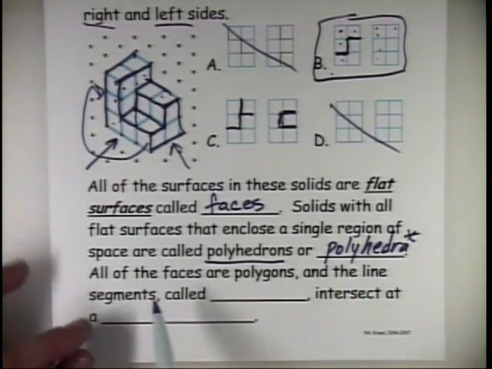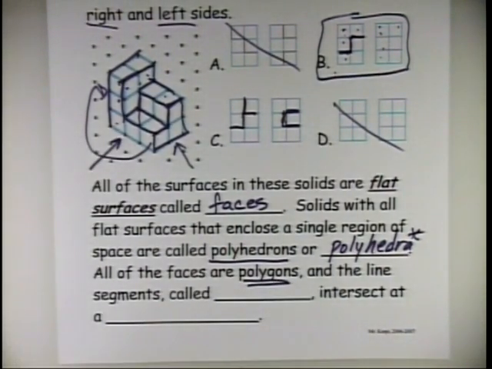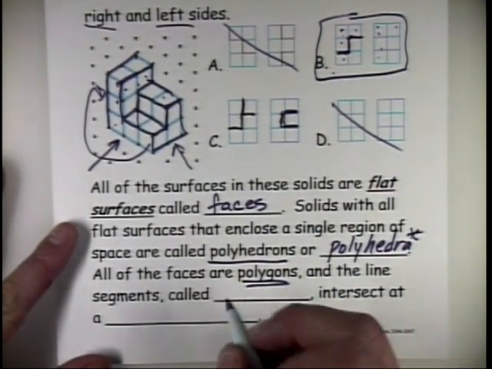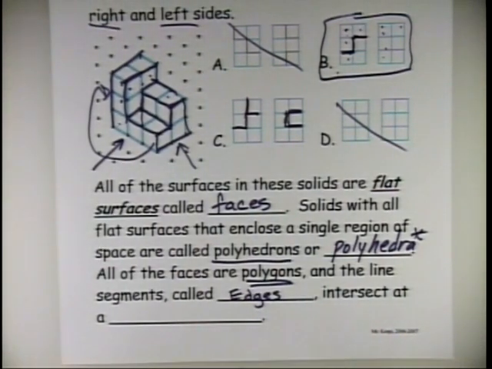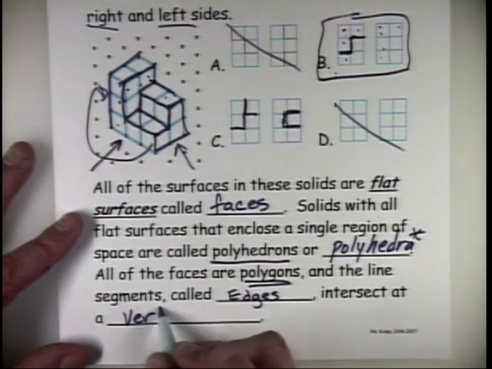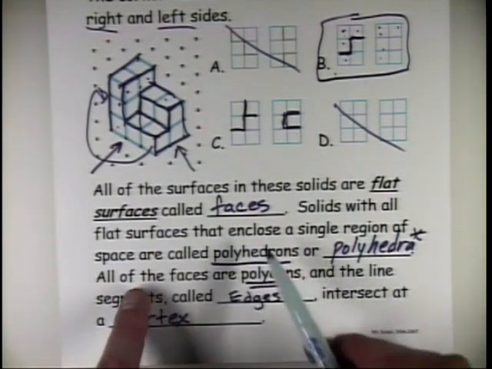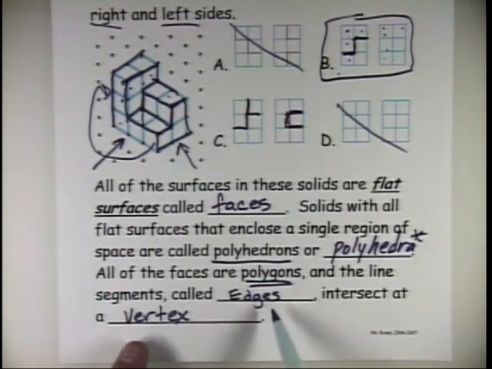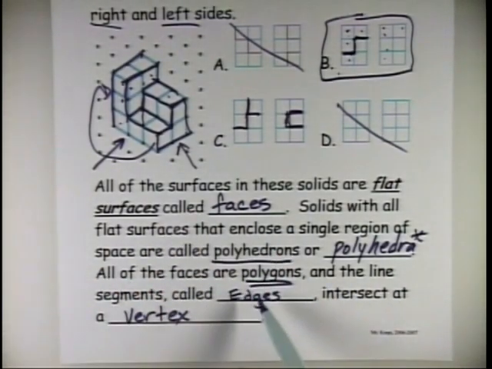All the faces of polyhedra are polygons. We looked at those in a previous episode. And the line segments that connect them are the edges. All right? They're edges. And they intersect at vertices, or each edge intersects at a singular vertex. So we have polyhedra made up of flat faces that are polygons. The edges run along the sides where the 2 faces meet, and the edges join each other at a vertex.